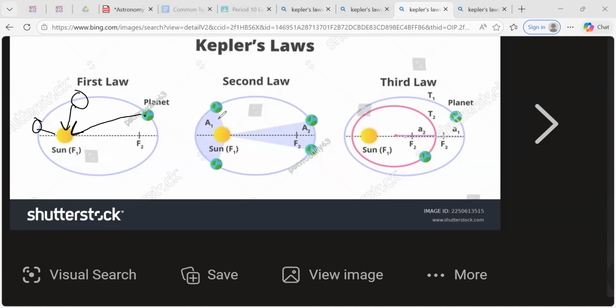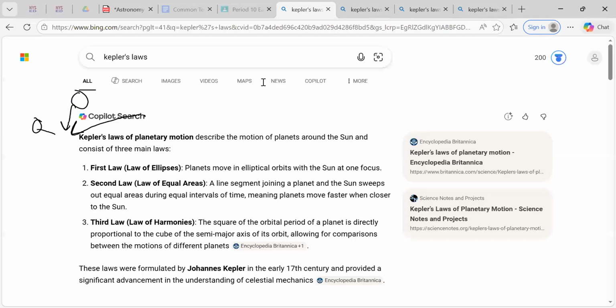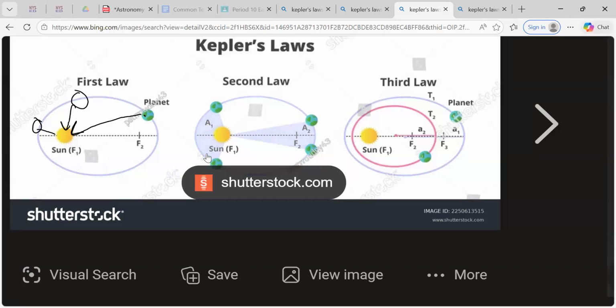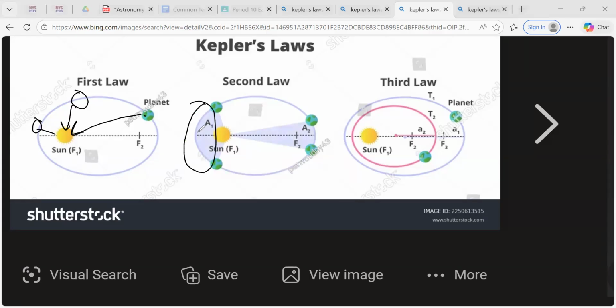Second law states that a line segment joining a planet and the sun sweeps out equal areas during equal time intervals, meaning planets move faster when closest to the sun. All right. So that lets me know that a planet covers this area in the same time that it covers this area. In order for that to be true, the planet has to travel faster in order to make the same time that it travels in this area over here that you can see.